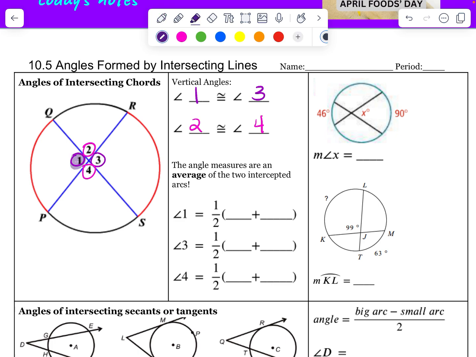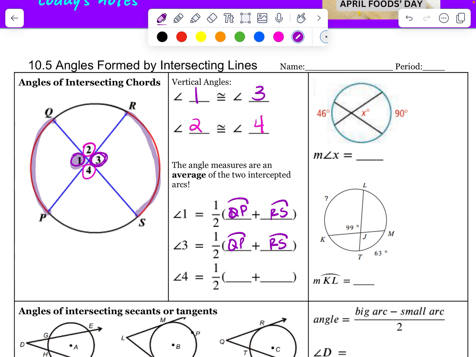So let's say I want to come up with angle 1. I can use these two arcs in order to come up with angle 1. It is an average of those two arcs. So I can add up the two arcs and divide by 2. So to find angle 1, it's arc QP plus arc RS divided by 2. Similarly, angle 3 is the exact same thing. So QP plus RS divided by 2.